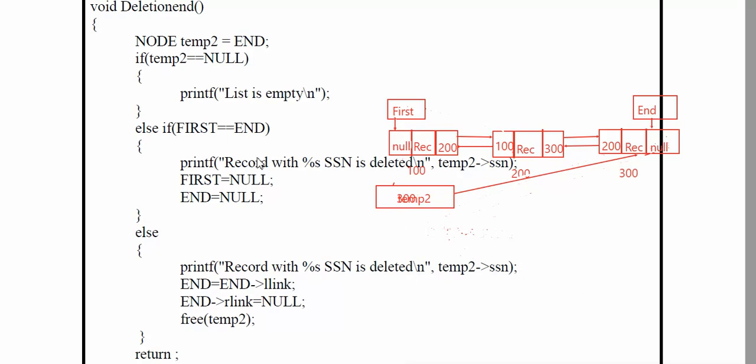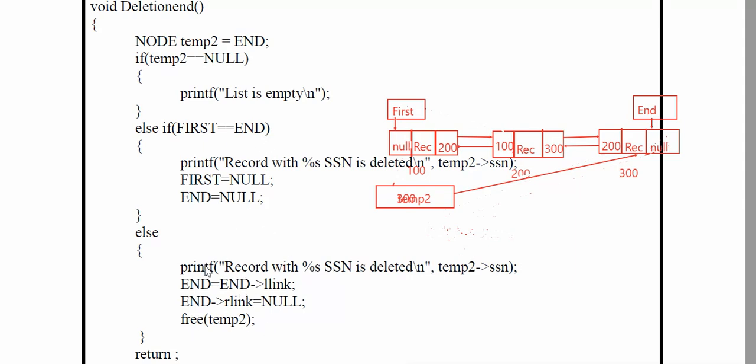And if temp2 is equal to null, that means end is equal to null. So if end is equal to null, in the sense the list is empty. Else, in a similar way to what we followed for deleting an element from the front, here also we have three cases. One is when the list is empty, the second is when only one node is there, and the third is when there are multiple nodes.